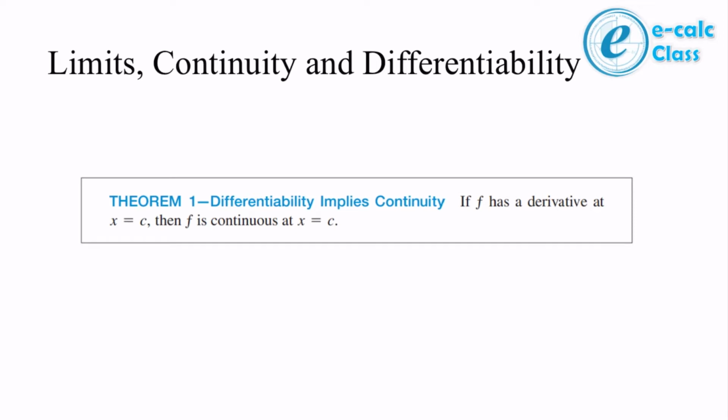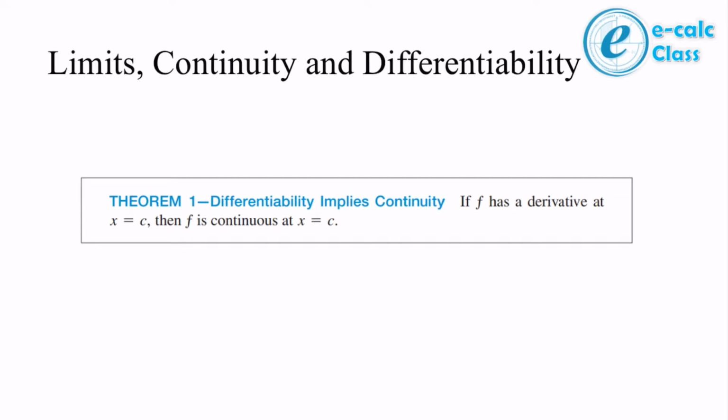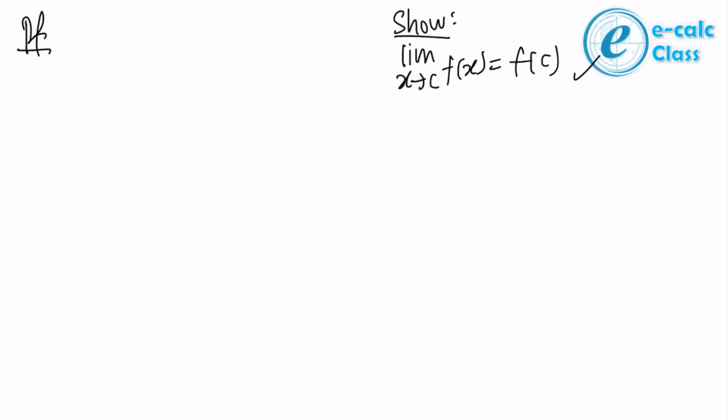Now I'm going to prove this theorem. Proof. What is the theorem? The theorem says that if it has the derivative at x equals c, then it is continuous. So what do we need to show? We need to show the limit as x approaches c of this one. If we show this, that means it is continuous. And what is our prior condition? Our prior condition is that f is differentiable at that point. So we will just write, given that f prime c exists.